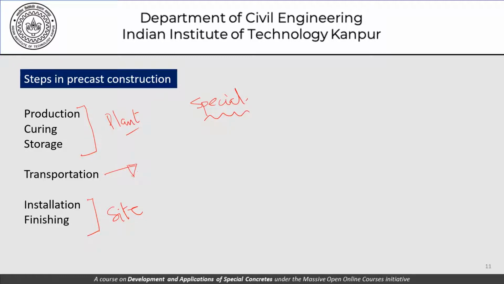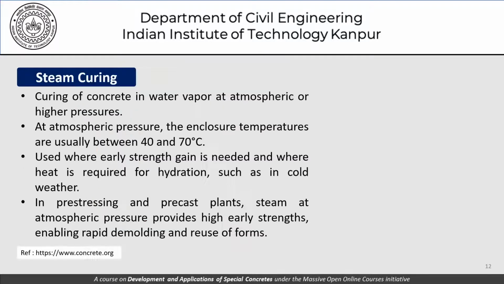No discussion of precast concrete and precast concreting methods can be complete unless we spend some time on steam curing. Now you would recall that we have done a little bit of discussion on steam curing in our earlier modules when we were talking about the curing methods, but to revise that and also draw some attention to the specific things that are important when it comes to precast concreting.